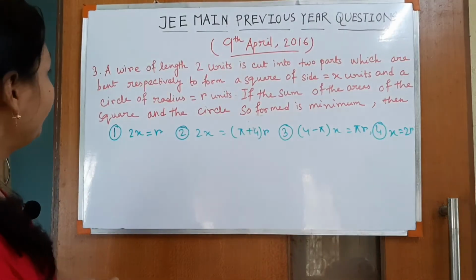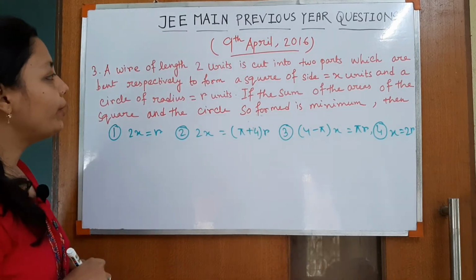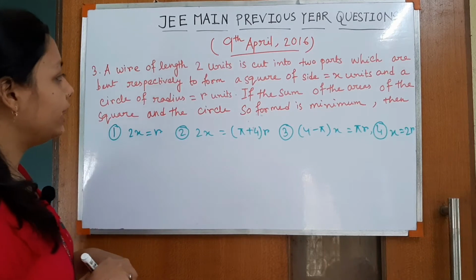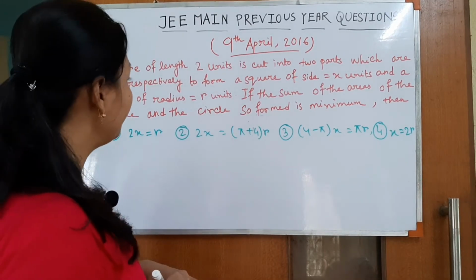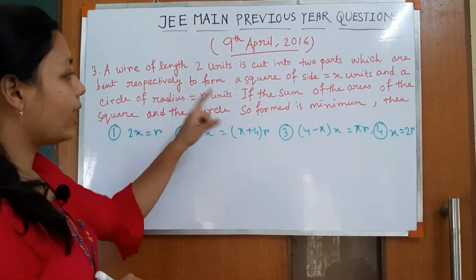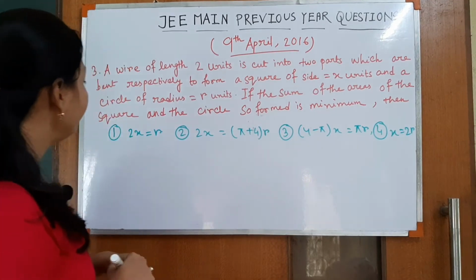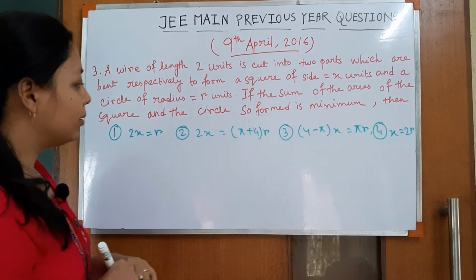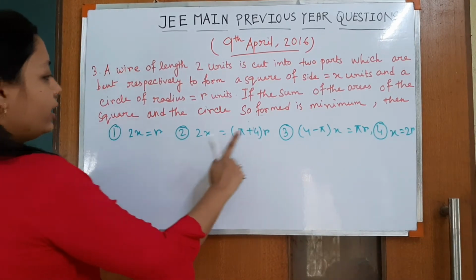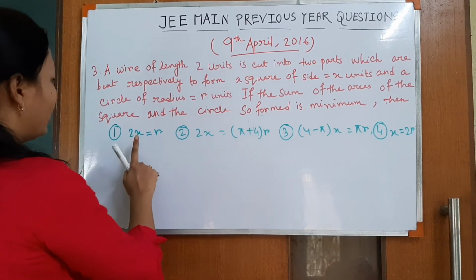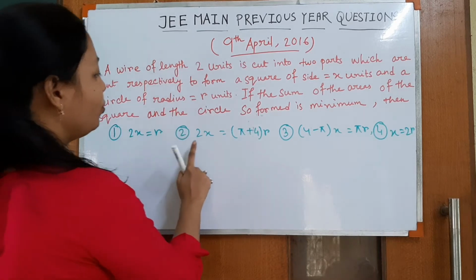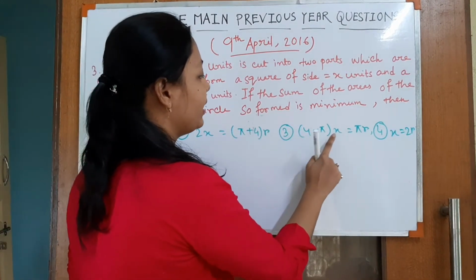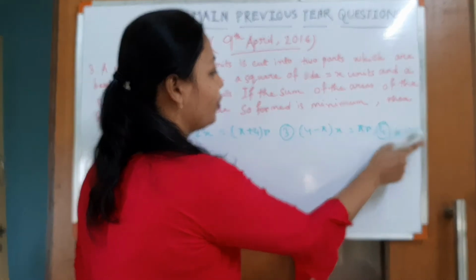Here the third question is: a wire of length 2 units is cut into 2 parts which are bent respectively into a square of side x units and a circle of radius r units. If the sum of the areas of the square and the circle formed is minimum, then which relation occurs? Option 1: 2x = r, option 2: 2x = pi by 4 into r, option 3: (4 minus pi) x = pi r, and option 4: x = 2r.